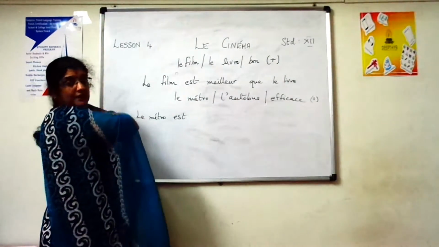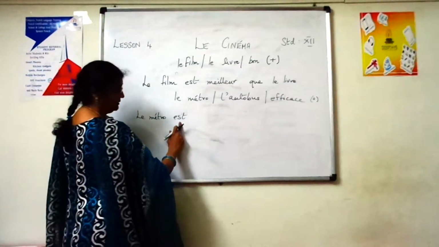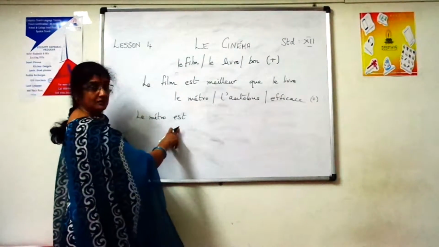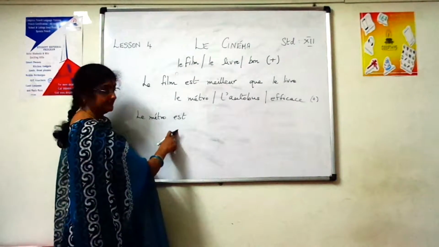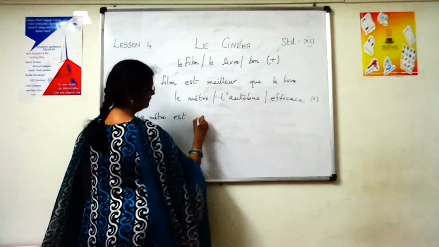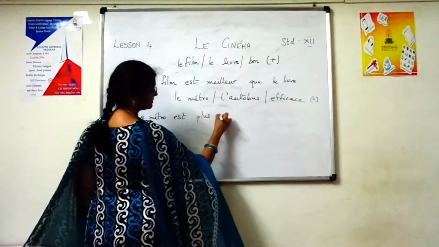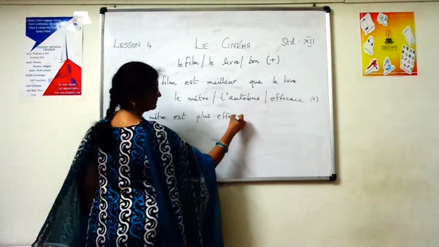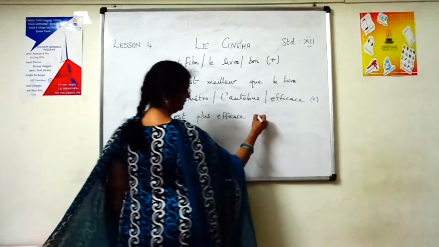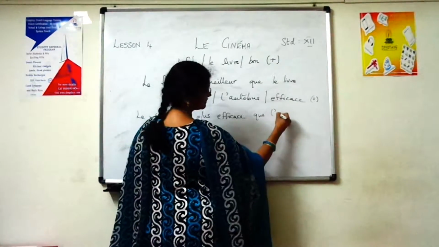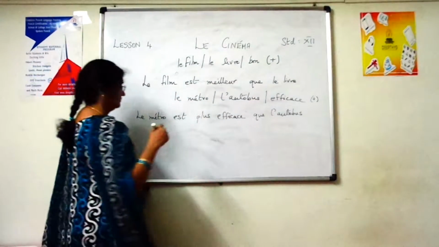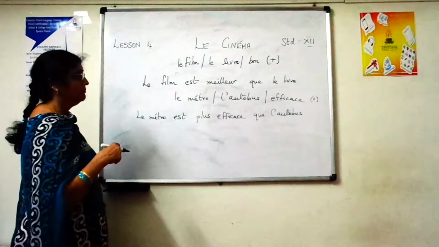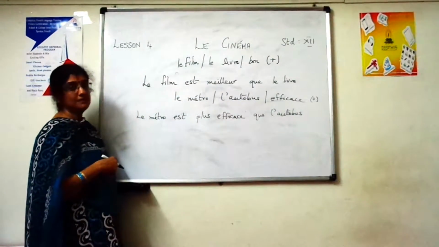You have to write the verb here, which is être, for third person singular. You write est. Le métro est plus efficace que l'autobus. The metro is more efficient than the bus.